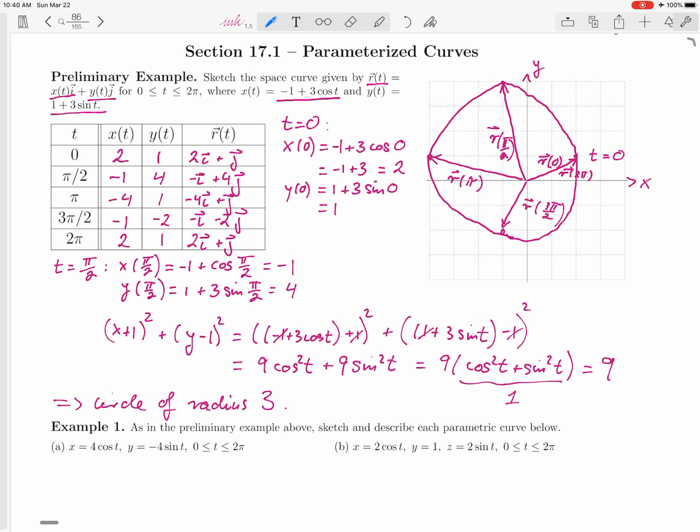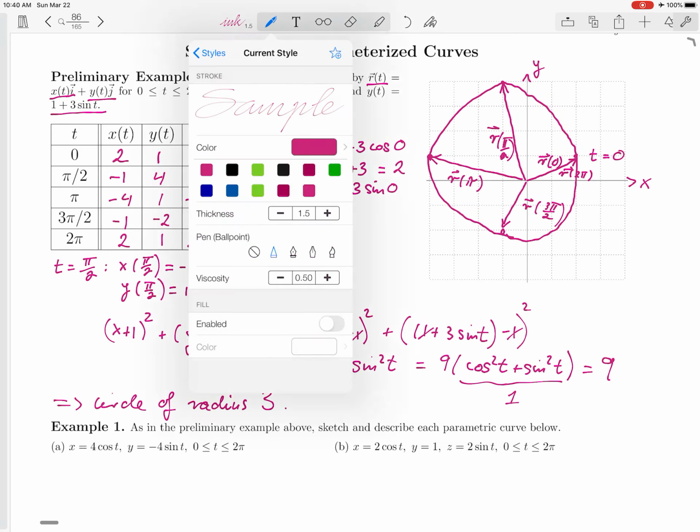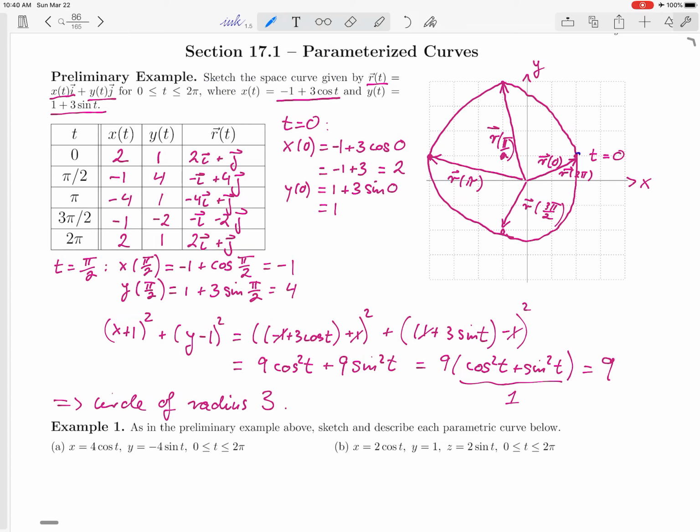So what is our particle doing? The particle that's moving according to the parametrized curves x of t equal to minus 1 plus 3 cosine t and y of t equal to 1 plus 3 sine t moves around in a circle. And we started over here at t equals 0 and then moved up to, let me change the color of my ink to show that a little bit better. So we are starting here and we are going over here. So we are moving counterclockwise.